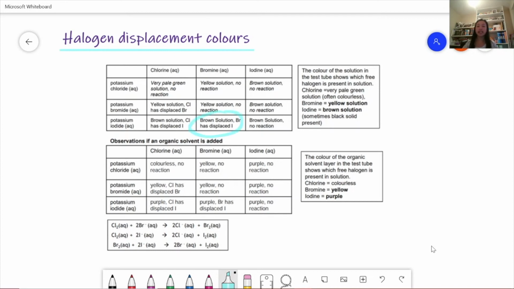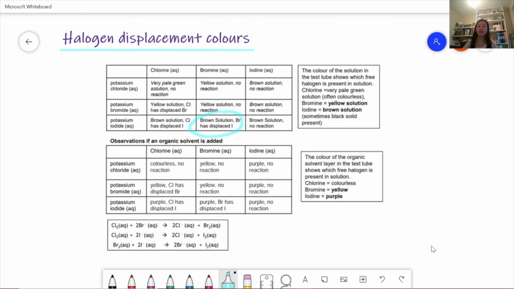And then for iodine, iodine can't displace any of them, and so there are no reactions for all three, and it remains as a brown solution because iodine is a brown solution. And then observations if we add an organic solvent are that for chlorine and potassium chloride, it's colourless, so there's no reaction. And then for chlorine and potassium bromide, it turns yellow because the chlorine has displaced the bromide. And then for chlorine and potassium iodide, the chlorine has displaced the iodide, and so it becomes purple.